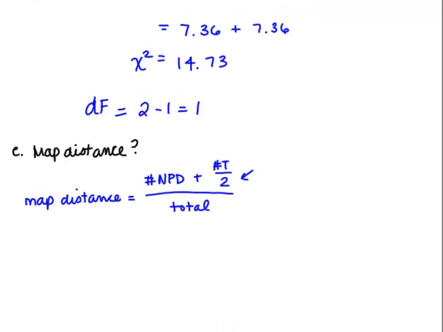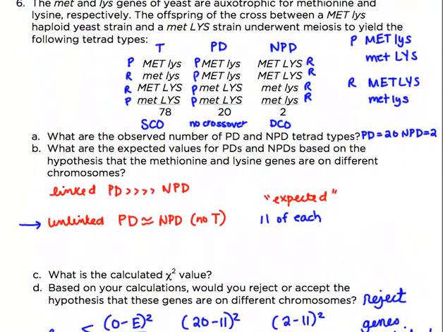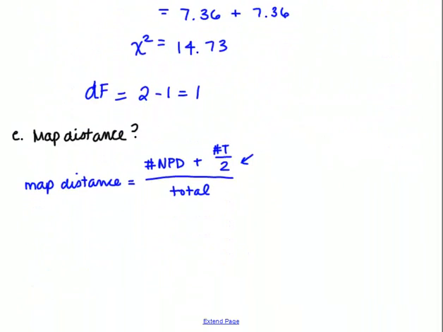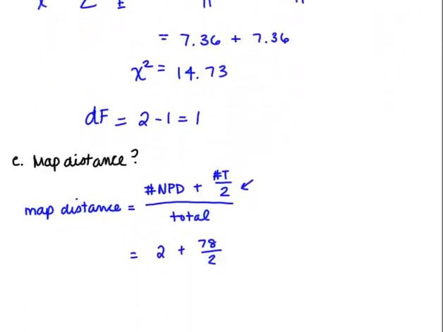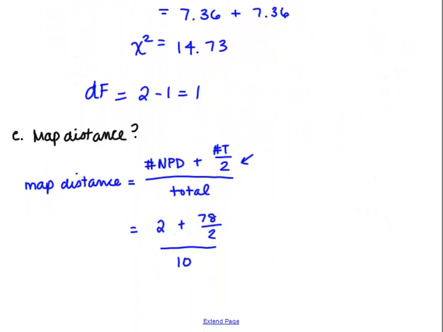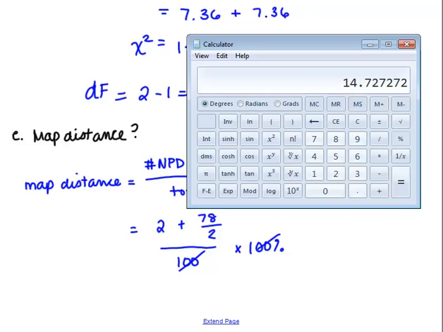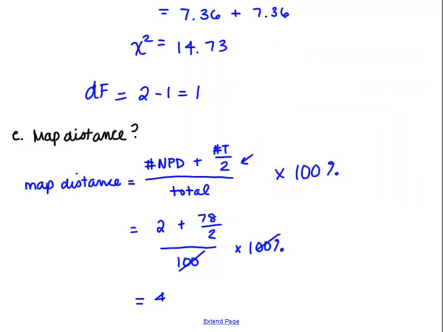So let's do these numbers. We have 2 non-parental ditypes and 78 tetratypes. So we have 2 plus 78 divided by 2. And if you look, the total number of asci we have was 100. And remember that this is actually multiplied by 100 as well. So we can cross out these and just do 2 plus 78 divided by 2. So 78 divided by 2 is 39, plus 2 equals 41. So that means there are 41 map units between the methionine gene and the lysine gene.